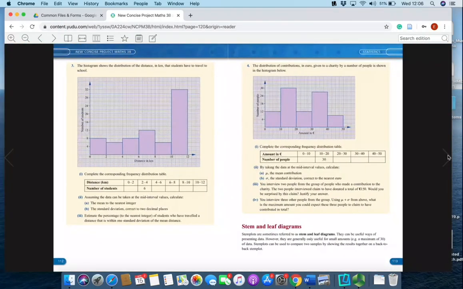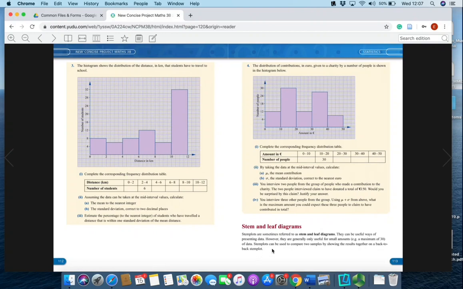So that's your histograms. Obviously the hard ones are when they nearly give you the histogram rather than you having to draw it. Having to draw it is fine. So, stem and leaf then. Stem plots are sometimes referred to as stem and leaf diagrams. They can be useful ways of representing data. However, they are only useful for small amounts of data, e.g. a maximum of 30. They can be used to compare two samples together on a back-to-back stem and leaf.